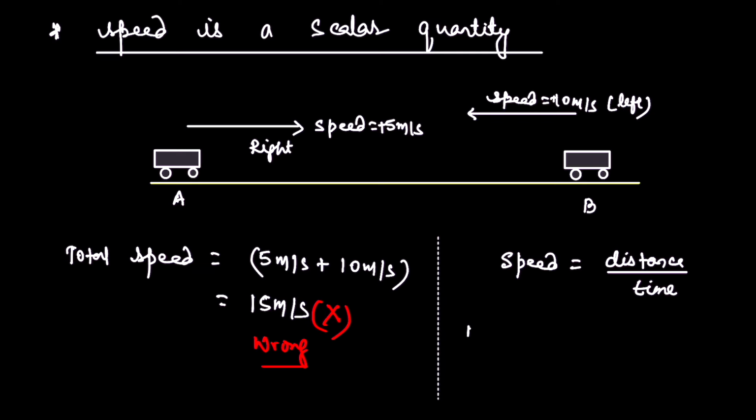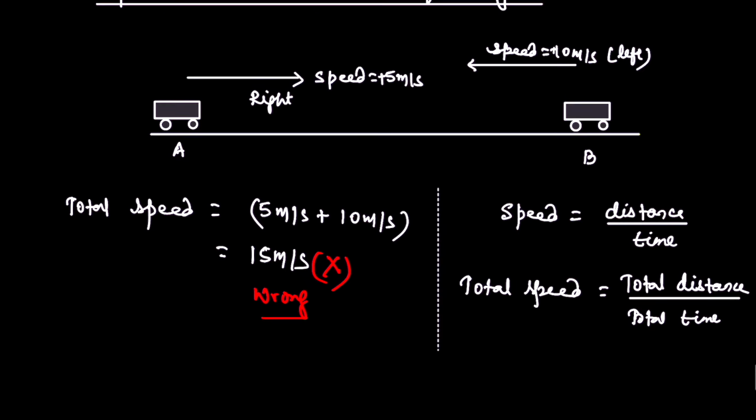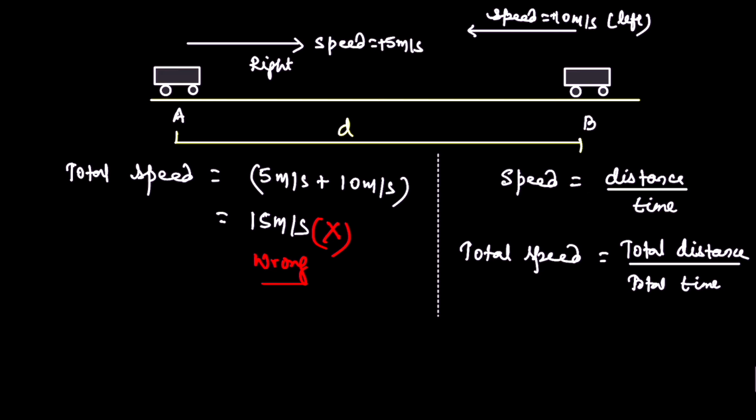If we have to find total speed, then we have to consider total distance divided by total time. So in this question, if we have to find total speed from A to B and then B to A, what will we do first? We have to find the total distance. So here, total distance from A to B, we consider the distance as D, and B to A is also the same distance D, because whatever distance it covers, the same distance it covers to return back. So total distance is equal to D plus D, which is equal to 2D.